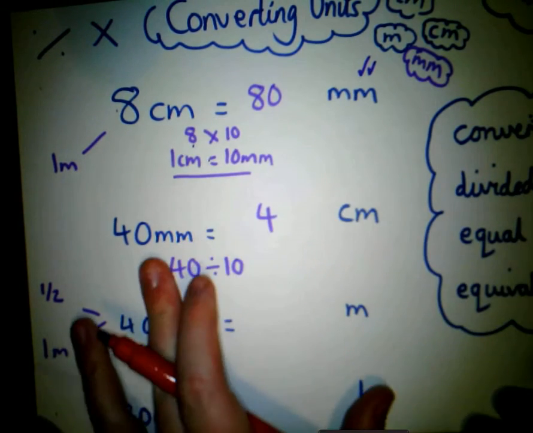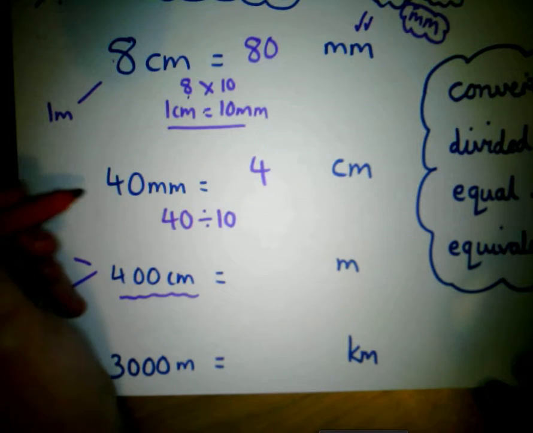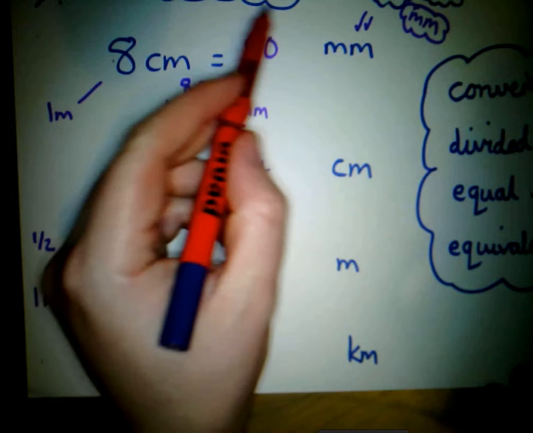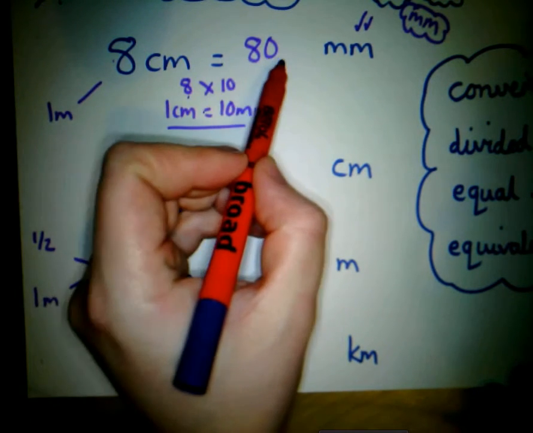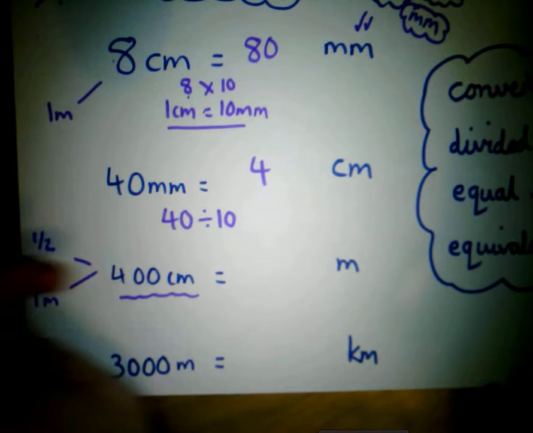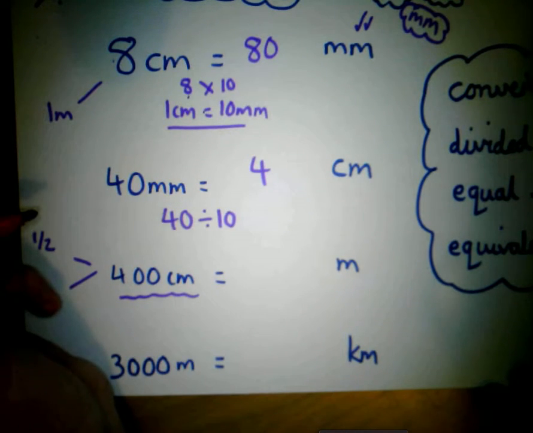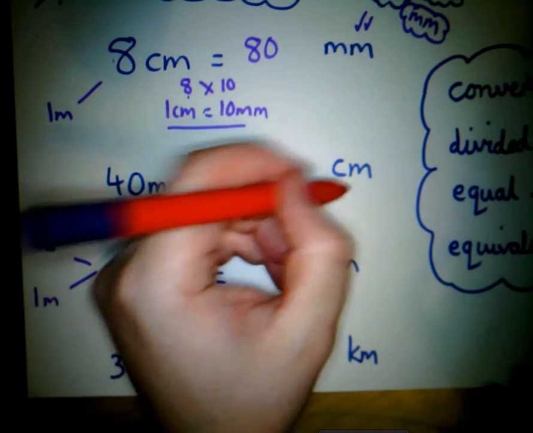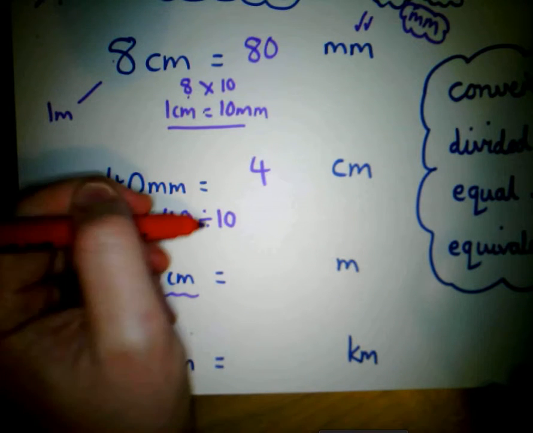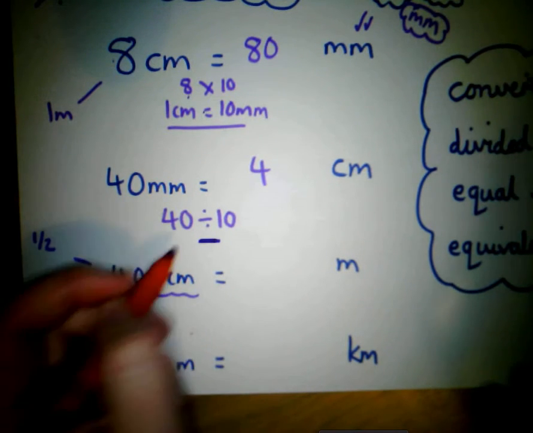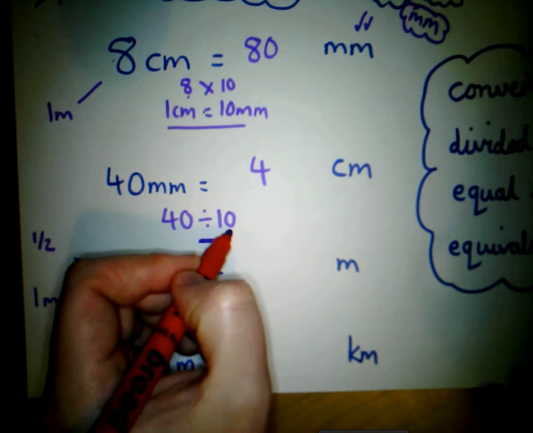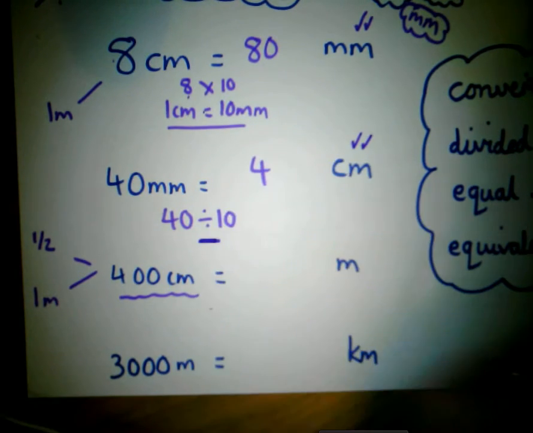Okay, let's have a little look at the next one. Now, again, I know this is quite a small number, based on what I've learned up here, because if 80 millimetres was 8 centimetres, this answer is going to be smaller, okay? Now, this time, I know there's more millimetres than there are centimetres, and that there is 10 times as many millimetres as centimetres, so this time I'm going to have to divide my number. So 40 divided by 10, which I've got from here, 40 divided by 10 equals 4 centimetres.